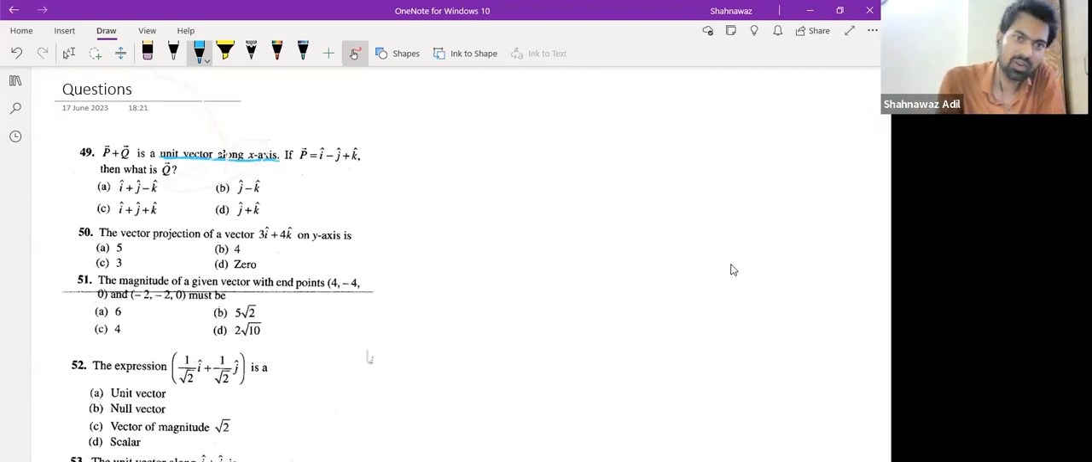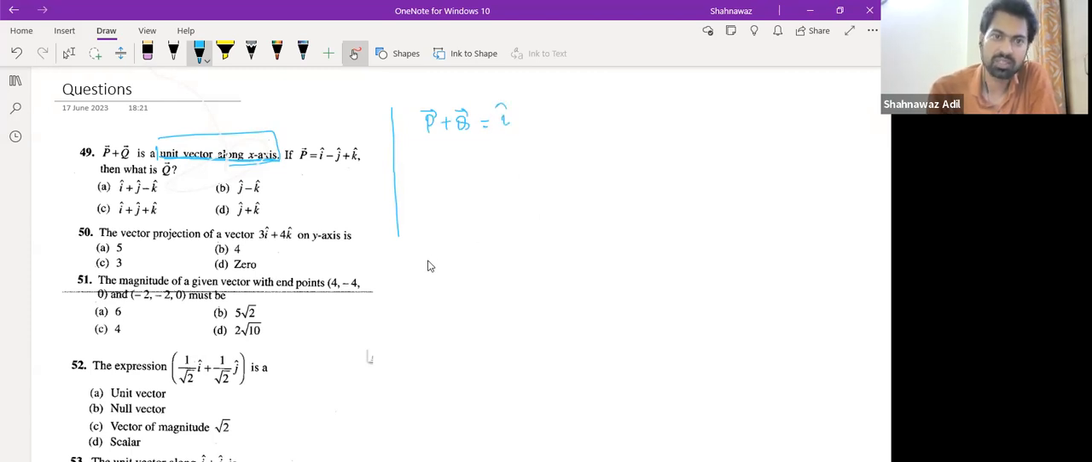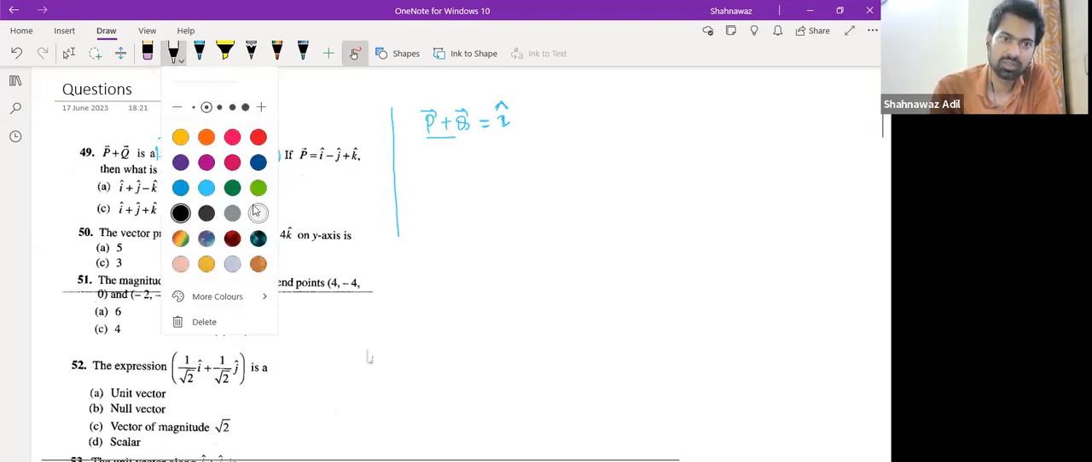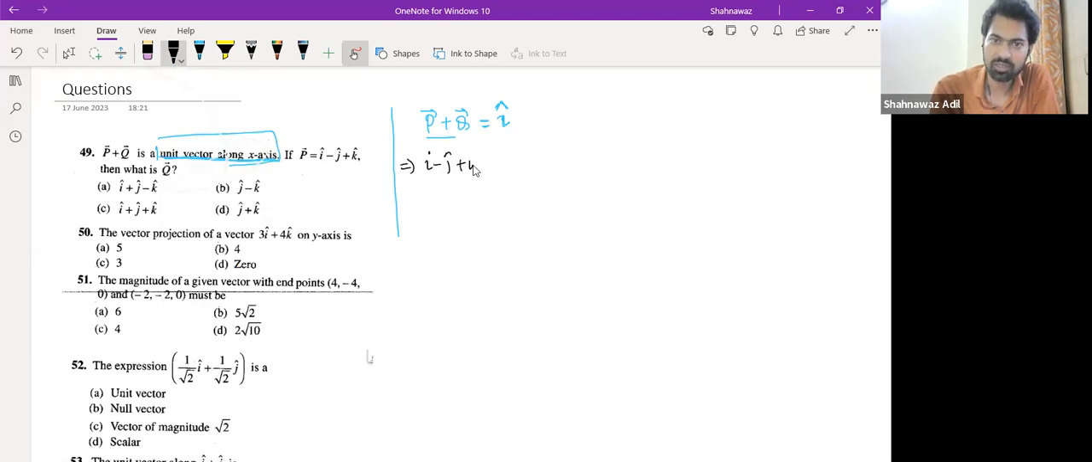Yes, sir. So we now know that P plus Q is I cap. P plus Q is a unit vector along x-axis. So now we know the value of P. P is I minus J plus K, and we have to find Q. So this Q vector would simply be I minus I plus J minus K. So the I will cancel and this will only be J minus K.